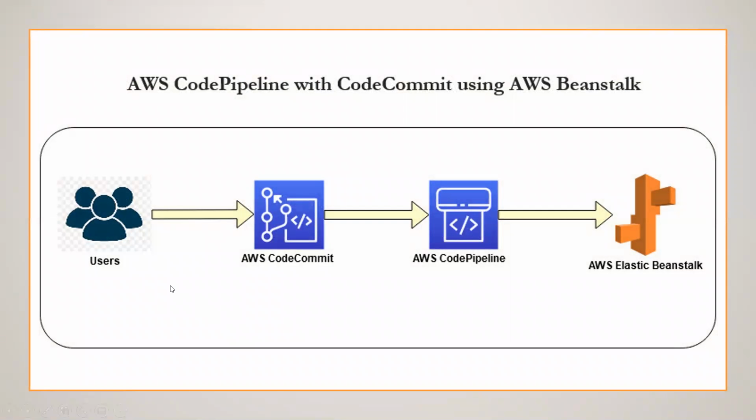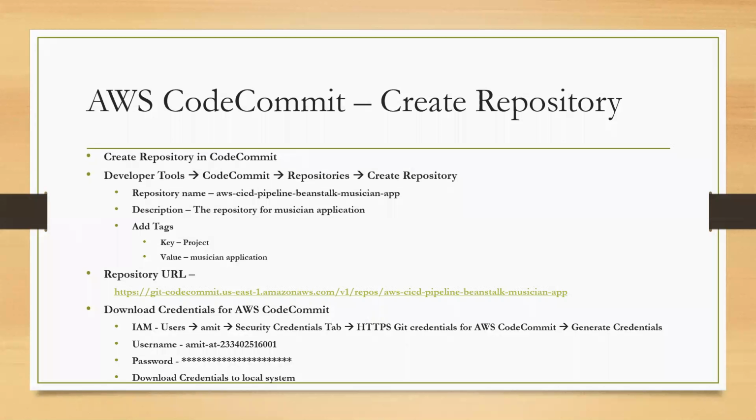The flow is very simple here. The user will check in the code to CodeCommit, and CodeCommit will deploy that code directly to AWS Elastic Beanstalk using AWS CodePipeline. So let's start the demo. First, we will create the repository in CodeCommit.